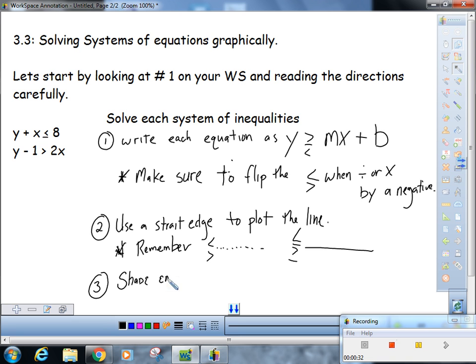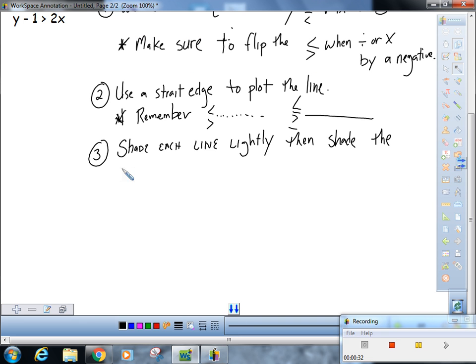And then step three, shade each line lightly, then shade the overlapping section. I'm so dyslexic today. I keep writing my words out of order. I don't know if you guys are noticing that, but that's just how my brain's working. Then shade the overlapping section heavily.